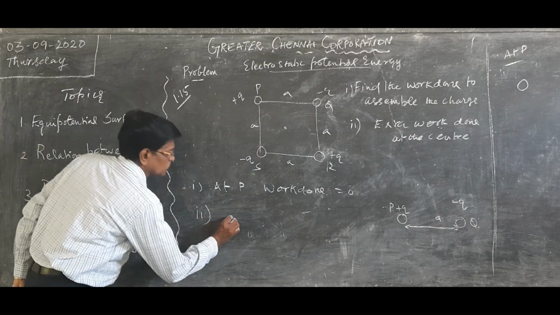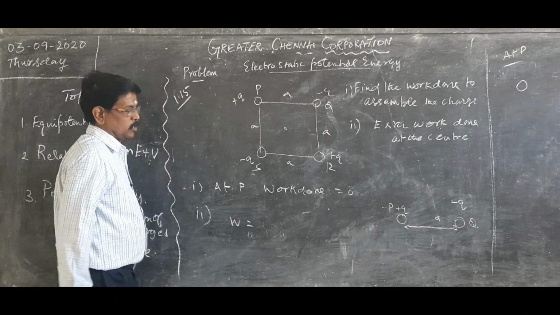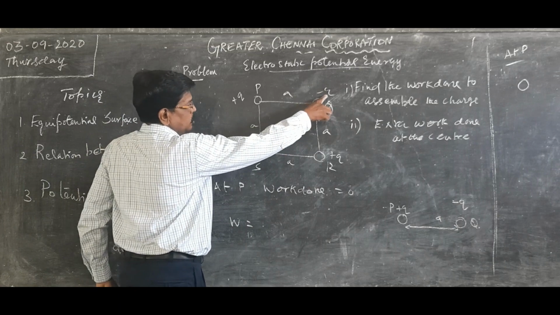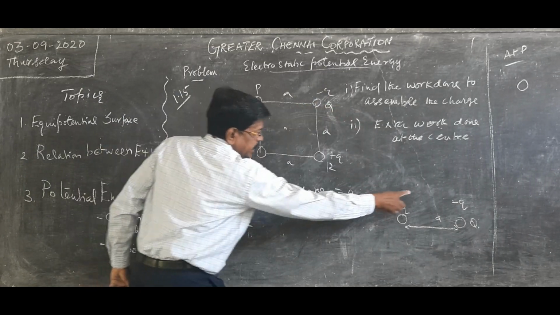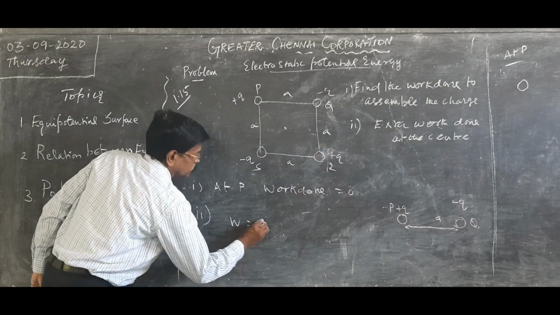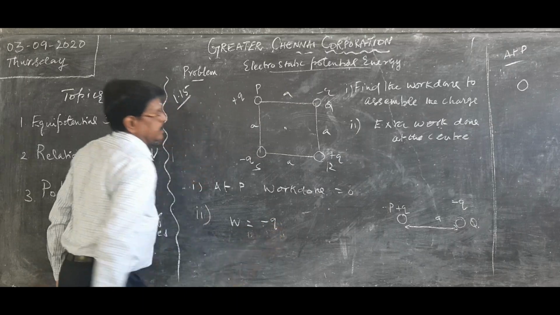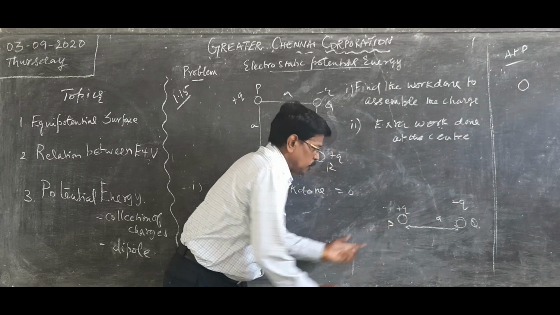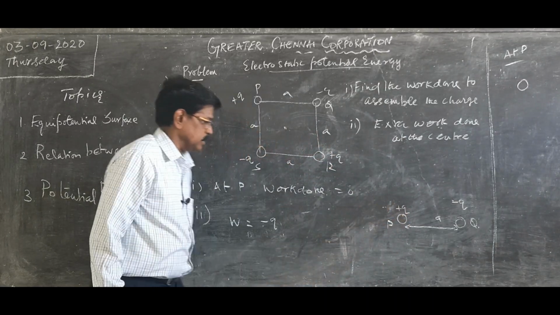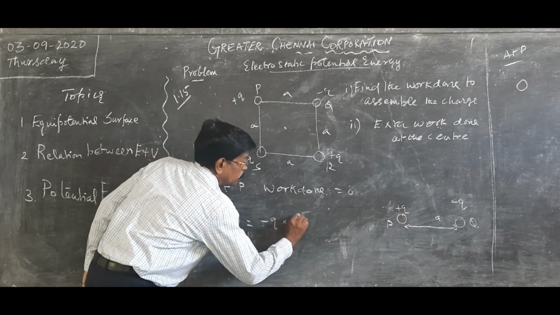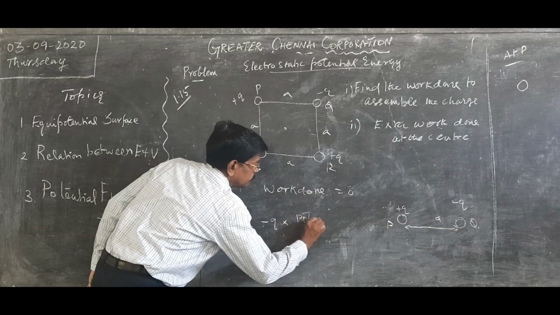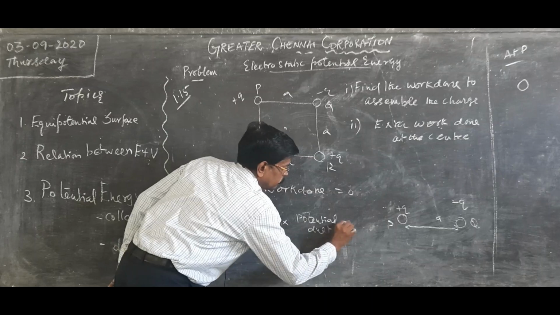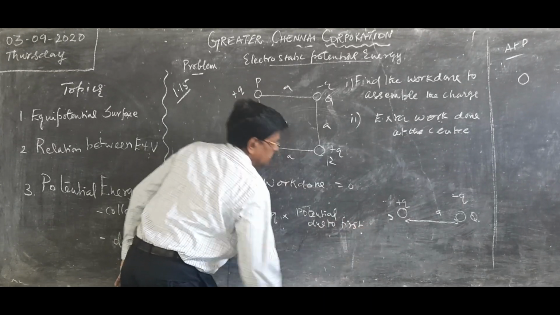Work done formula is what? Work done equals the charge which we are bringing. Which charge are we bringing? Minus q, we are bringing closer to plus q. So, minus q times the potential due to the positive first charge.